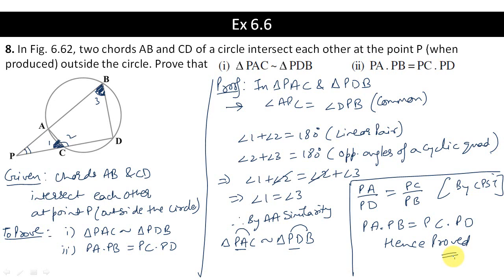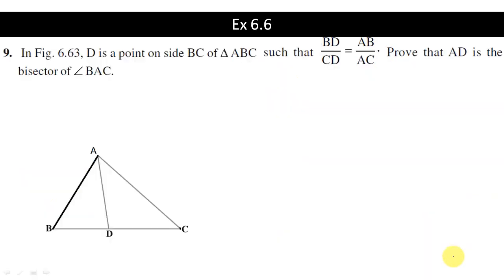Moving on to the next question. Question number 9. In figure 6.63, D is a point on side BC of triangle ABC, such that BD upon CD is equal to AB upon AC. So we are given that BD upon CD is equal to AB upon AC, and we have to prove that AD is the bisector of angle BAC.